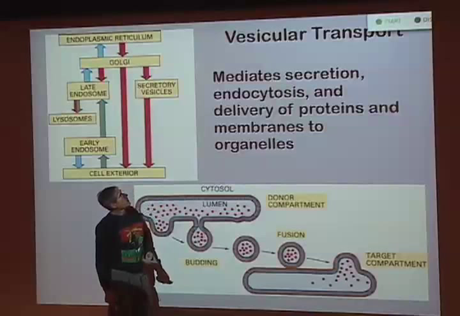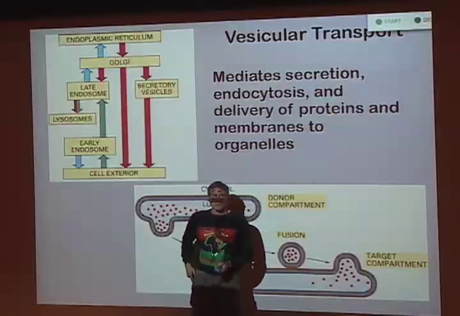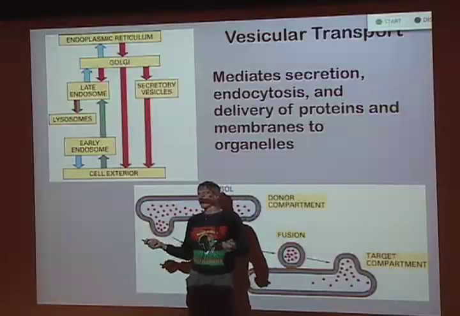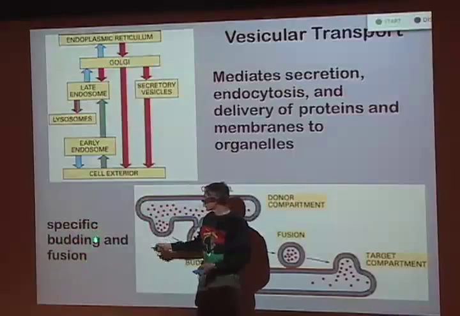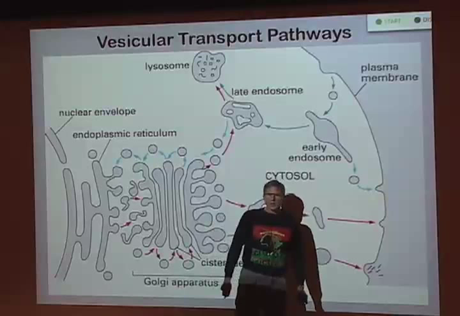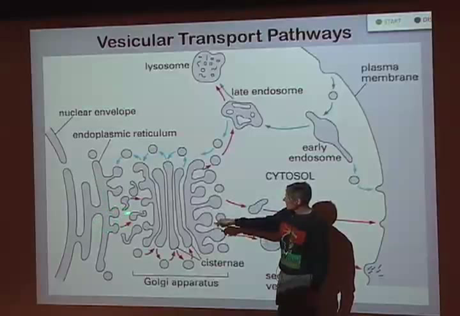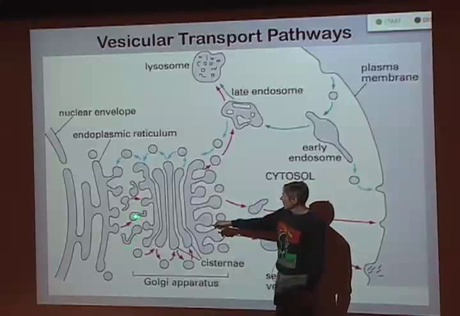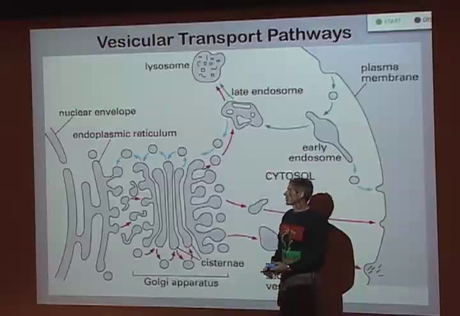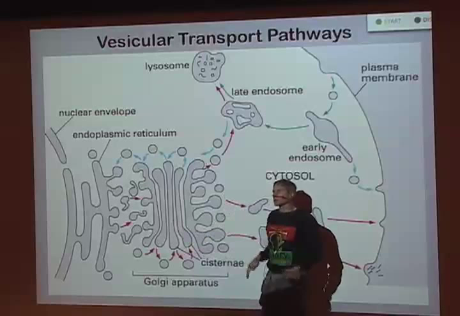So how do proteins know where to go? Here's another question. How are proteins sorted? If you've got all these vesicles budding, how do they know where to fuse? It's specific, so there's targeting, and I'll tell you how that works. So here's a diagram of the entire endomembrane system. Here's the ER. It buds vesicles and forms this intermediate compartment. And the intermediate compartment becomes the cis face of the Golgi. The Golgi has these flat parts called cisternae, and vesicles go from one cisterna to another.